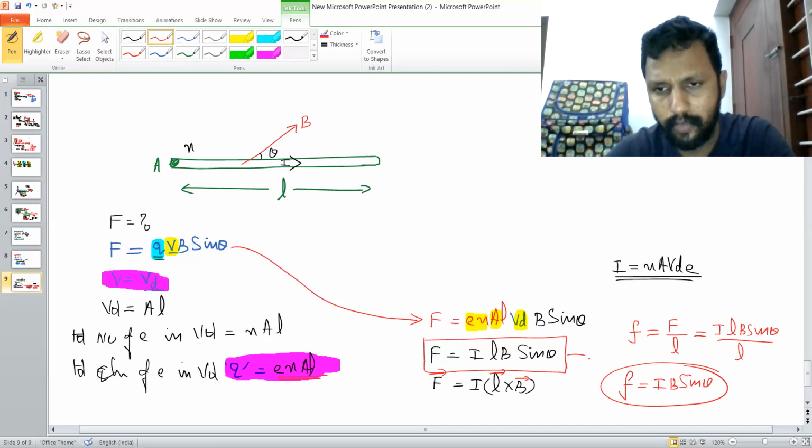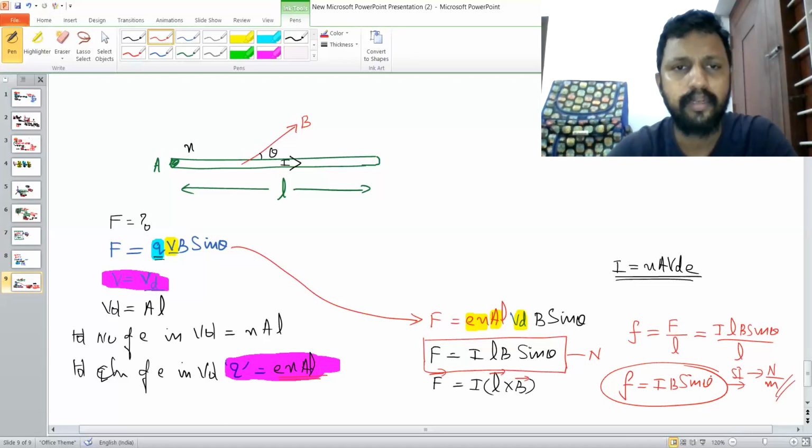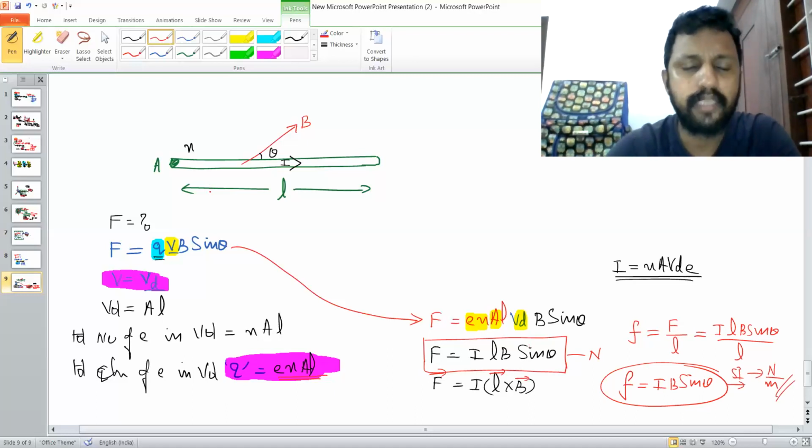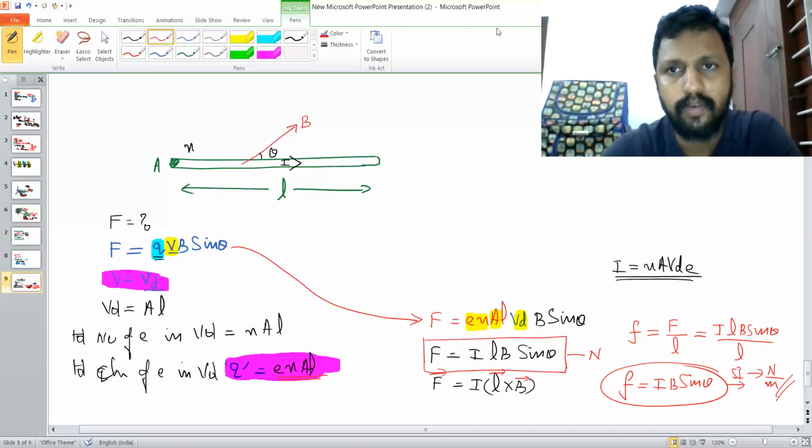The SI unit of force is Newton, that we know, and the SI unit of force per unit length is not Newton, it is Newton per meter. Remember this. Therefore now we have the force acting over a current carrying conductor which is placed in an external magnetic field. Hope you have understood this. We are stopping our video right over here.